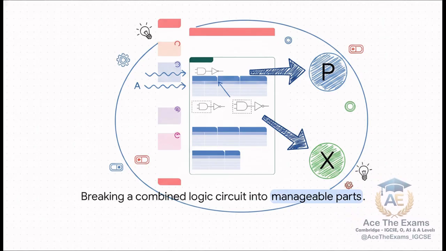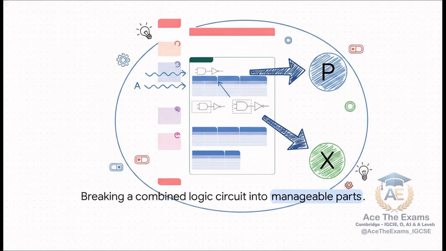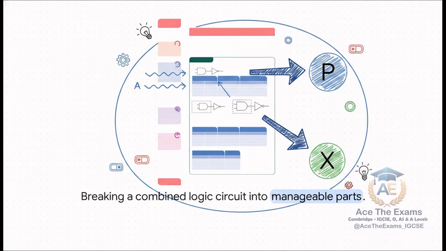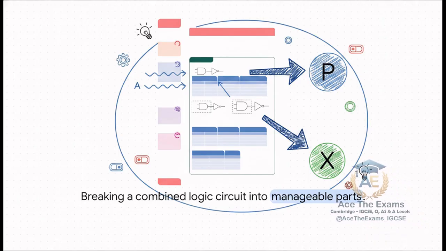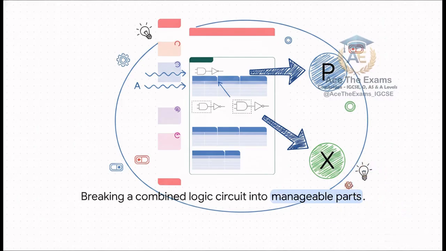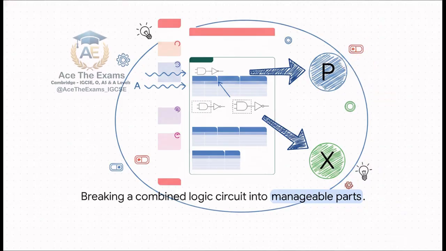Let's say A is 1 and B is 1. The AND gate processes that, and wire P becomes a 1. Great. Now we completely forget about A and B, and we look at part 2. Part 2 takes that intermediate output P, which is currently a 1, and aggressively pushes it through a NOT gate. That NOT gate flips our 1 into a 0, giving us our final output, X.